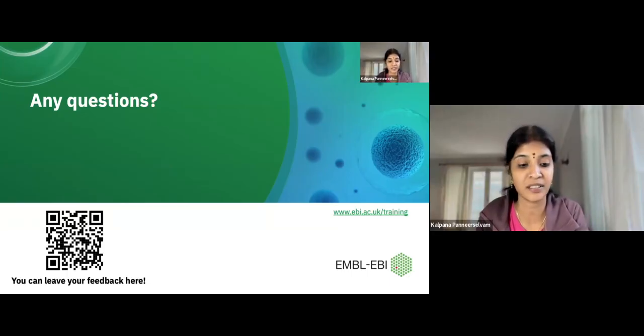STRING is a good app in the sense that when you want to explore interactions for non-model organisms, it gives predicted information based on conserved domains and interaction evidences collected from primary databases like IntAct, and also from text mining evidences, post-translational modification, and other things.